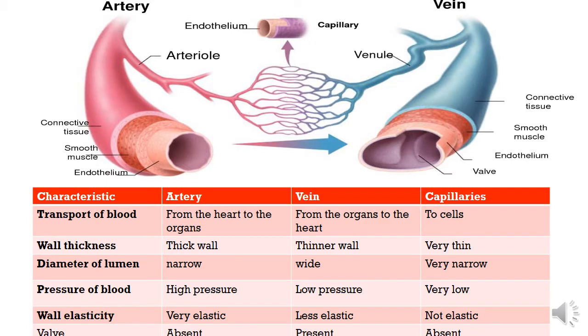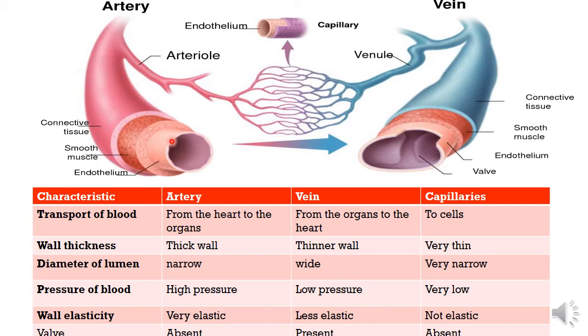In this slide, we see a comparison between the three main types of blood vessels. So we have the artery, the vein, and the capillaries, and here we have different characteristics. For example, transport of blood. Remember, the arteries carry the blood from the heart to the organs. In the veins, it's from the organs back to the heart, and the capillaries deliver the blood to the cells and away from the cells.